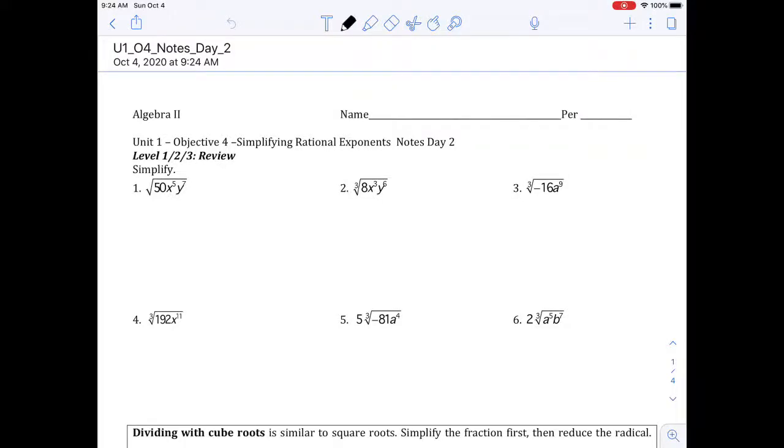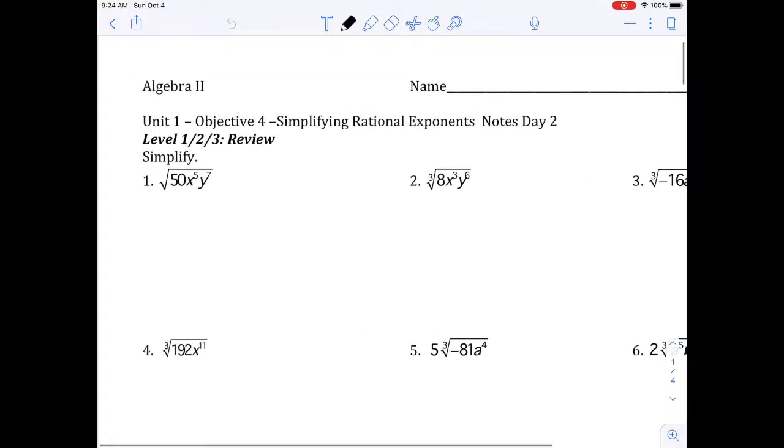Unit 1, Objective 4, Notes, Day 2. The first 6 questions are a review of the topics we have been working on in this unit so far. So I'm just going to go through. If you want, you can pause the video on your own, try the problem, and then check your answer with mine, just to see how you're doing on simplifying square roots with variables when the exponents are even versus odd, and simplifying square roots when you have a negative number. So those are the first 3 topics that we've been working on.